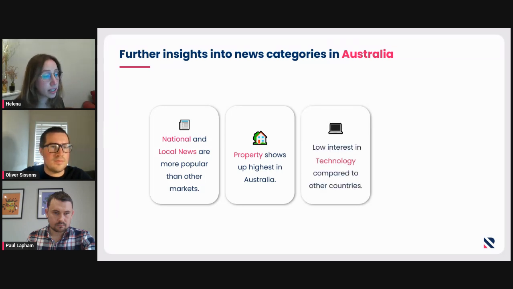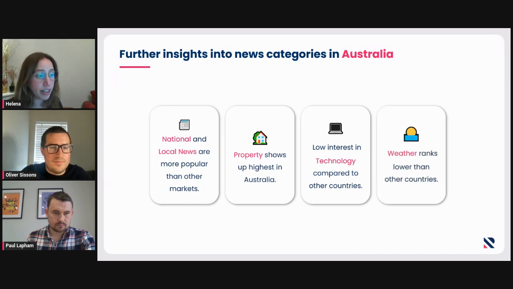There's a low interest in Australia in technology compared to other countries. So we saw the US and UK are quite strong in technology and not so much in Australia. And weather ranks lower than any other countries in Australia. So it's obviously probably because the climate is better in Australia than in other countries.